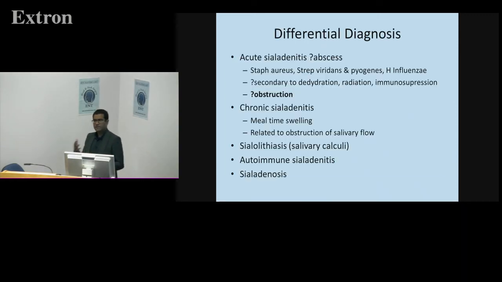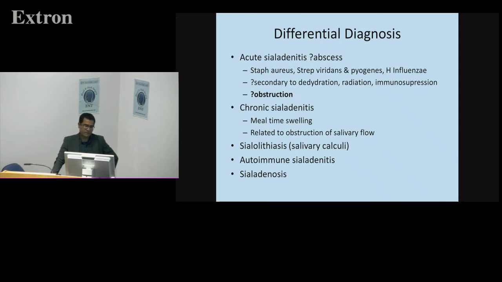So again, when you think about the differential diagnosis, are you looking at an acute problem? Is it an abscess? And is it secondary to dehydration, or what are the risk factors? And certainly in the first lady, that was the main cause. She was unwell, dehydrated, and then developed sialadenitis. Now, is there an obstructive element to it?